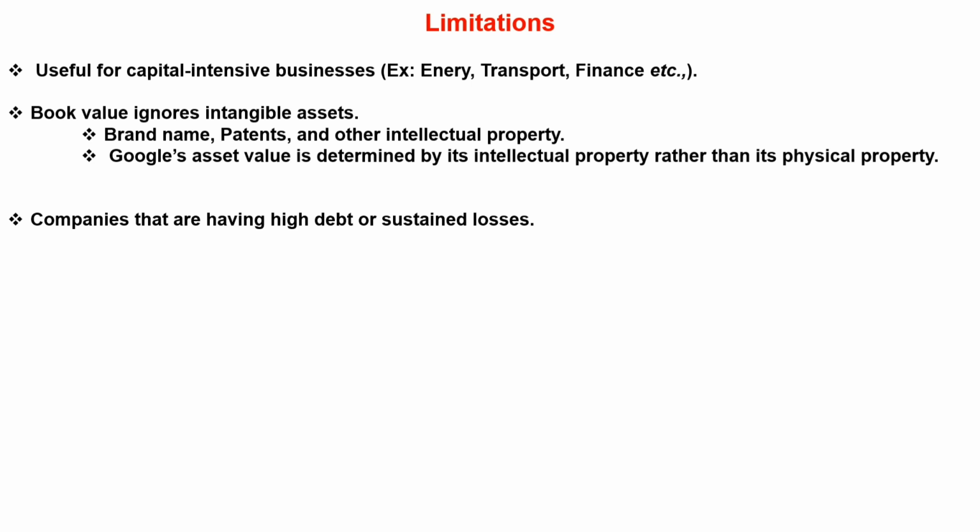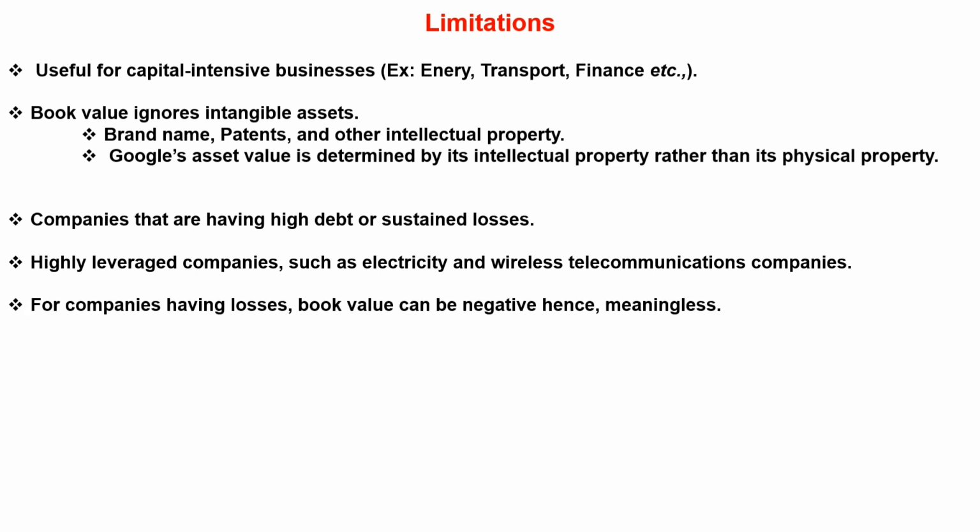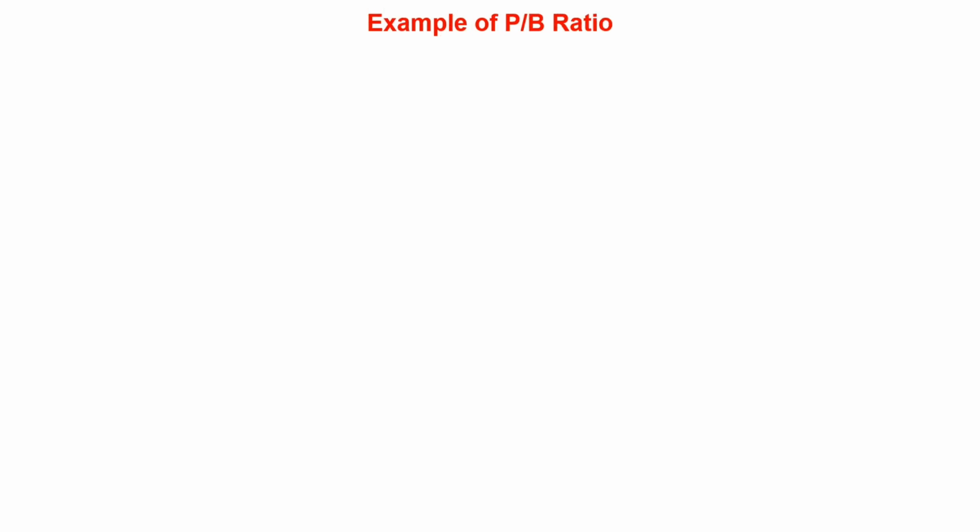Companies that have high debt or sustained losses also give wrong PB values. Highly leveraged companies such as electricity, wireless and telecommunication companies always have high debts. For companies having losses, book value can be negative, hence it is meaningless.